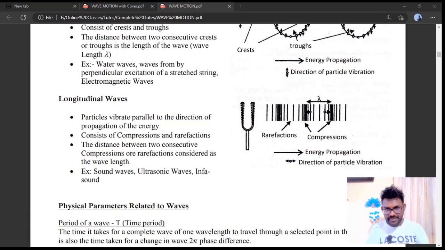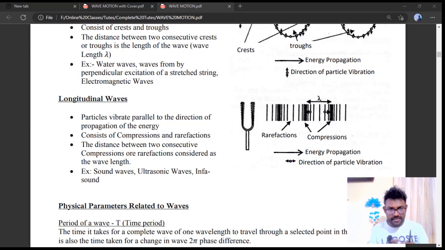So the particles in the medium, you can see they are kind of overlapped, or concentrated at one point of the wave. We can say them to be compressions, while there's a huge gap between the air particles, which we say are rarefactions, right? So compressions and rarefactions. Those are the longitudinal waves.